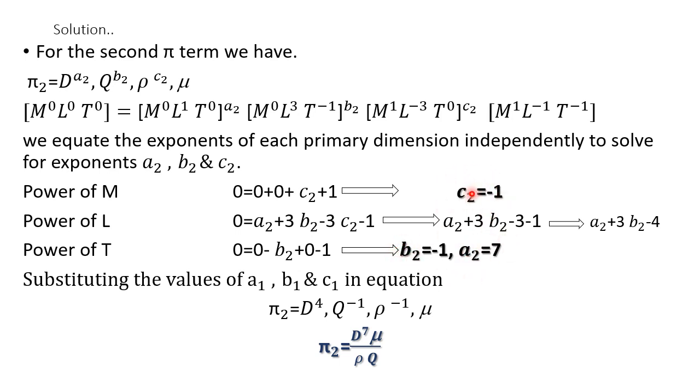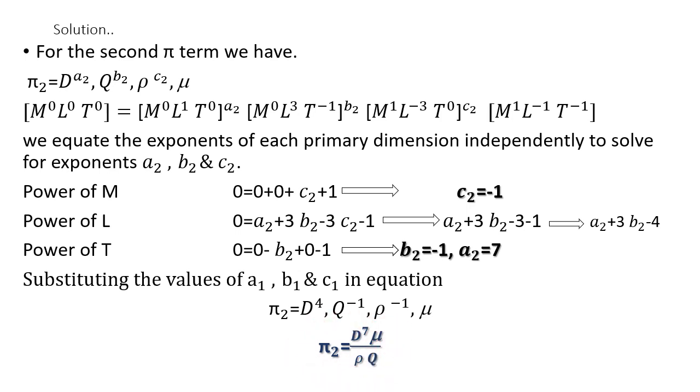Substitute these constants in this equation. That is, pi2 is equal to d to the power a2. What is a2? a2 is 7. And q to the power b2. What is b2? b2 is minus 1. And rho to the power c2. c2 is minus 1. And mu. Once you simplify, the pi2 term will be equal to d to the power 7 mu by rho q. So I got pi1, I got pi2.